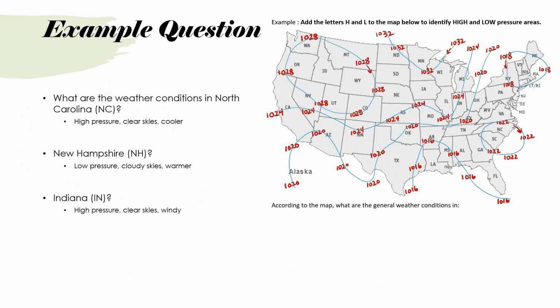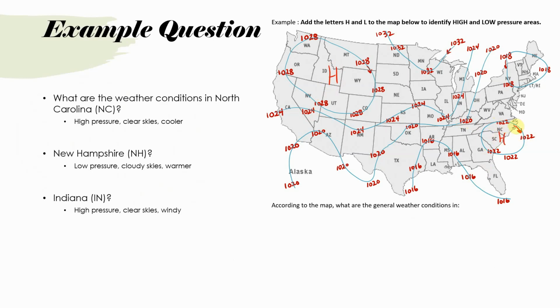Okay, this is the example question on the worksheet, so hopefully you're going along with it. Now the question asks you to add the letters H and L to the map to identify the high and low pressure areas. If you look here, we're going from 1024 to 1028. So the pressure seems to be going up, and that means that the center of this is going to be the highest pressure area, this area right here. Now, if you look down here, it's hard to tell from this specific one, but it's going from 1016 to 1022, or 1020 to 1022. It does seem to be getting higher.